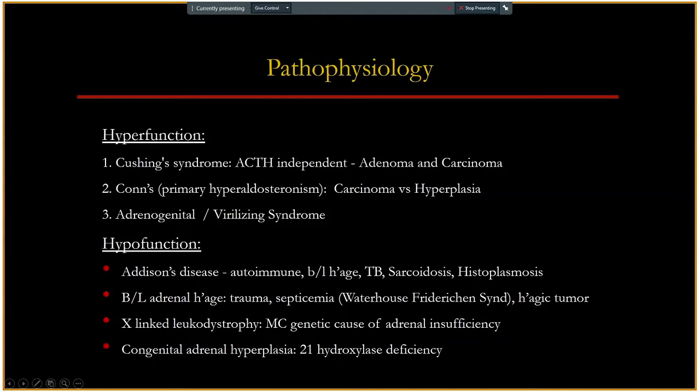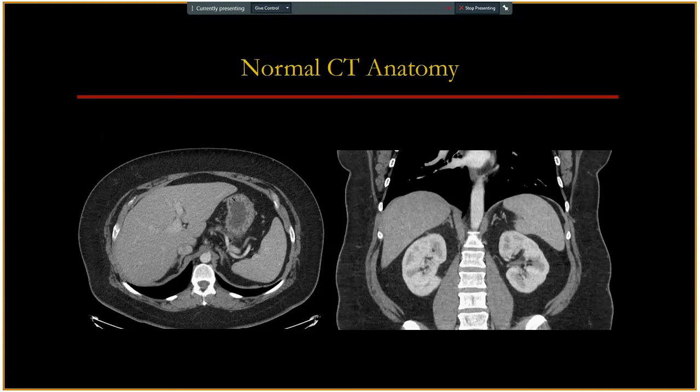So this slide shows a transaxial CT image with IV contrast and a coronal image at the level of the adrenals. And you can see here, this is the normal right adrenal. Here is a normal left adrenal. Similarly, on the coronal image, this is a normal right adrenal. This is a normal left adrenal.